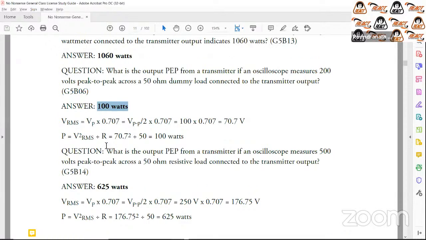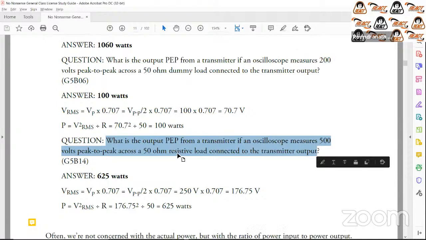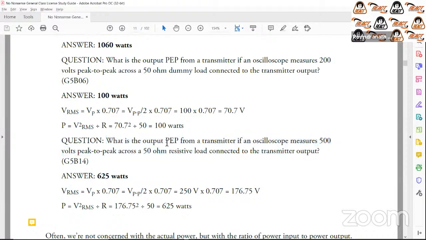Last question before we go to the break. What is the output PEP from a transmitter if an oscilloscope measures 500 volts peak to peak across a 50 ohm resistive load connected to the transmitter output? Right, a very long-winded question. Again, anytime you get a question, dissect it. Let's see what they're asking you to solve, and let us see what they give us. And everything else really is useful information, but it's truly fluff. We just need to get an understanding of the question.